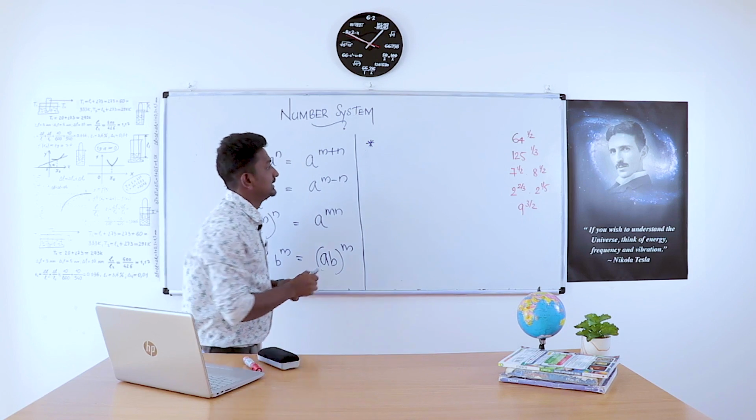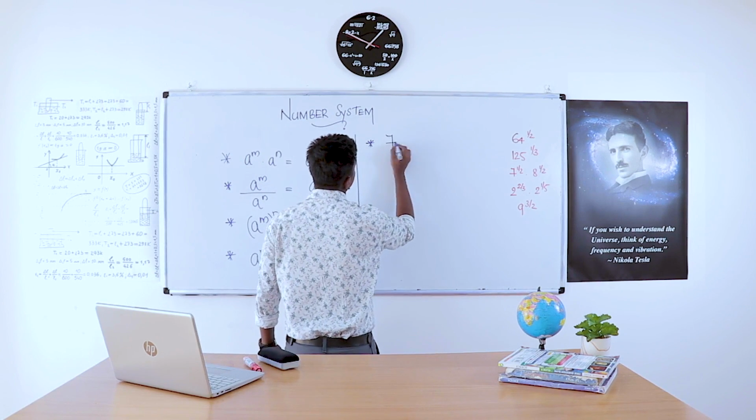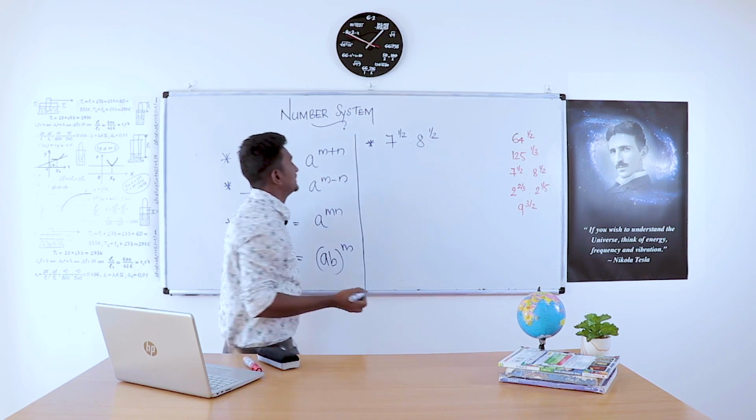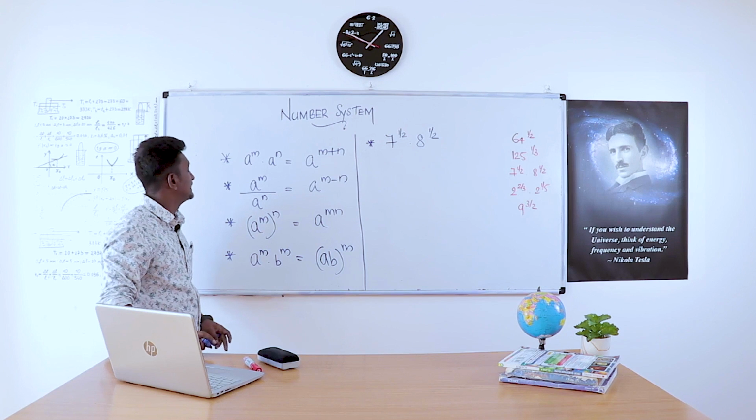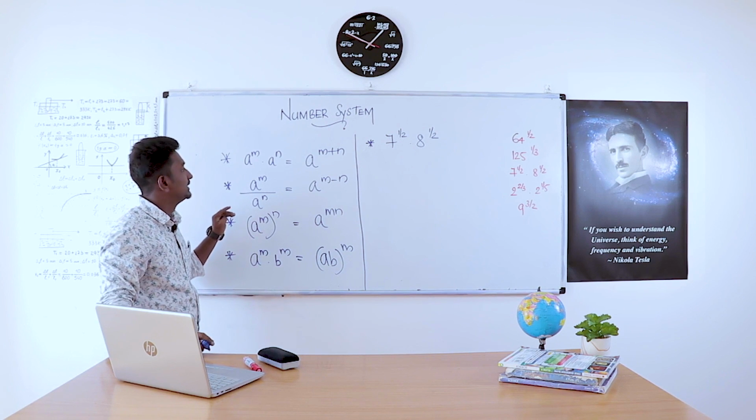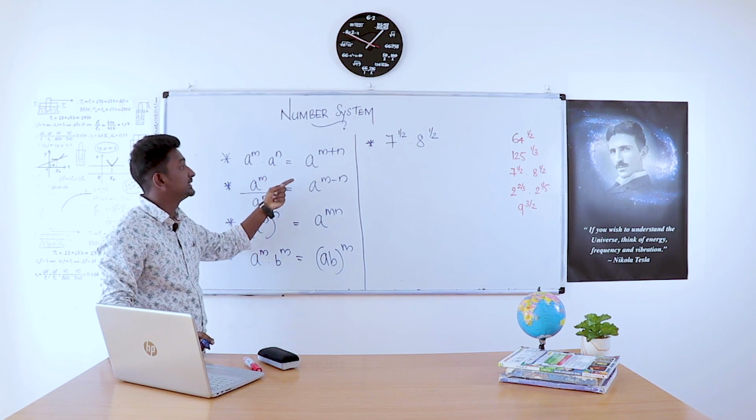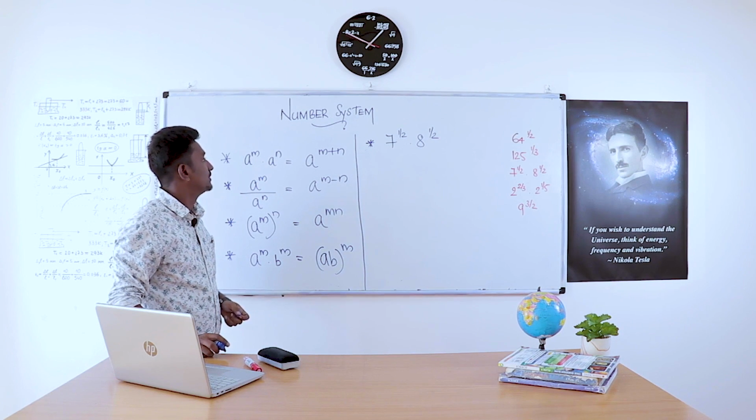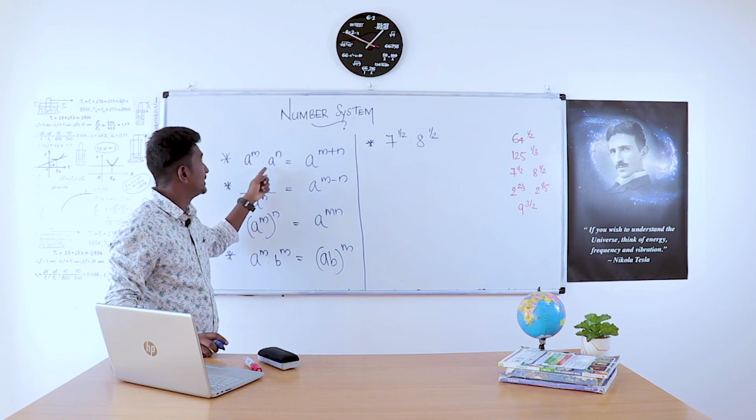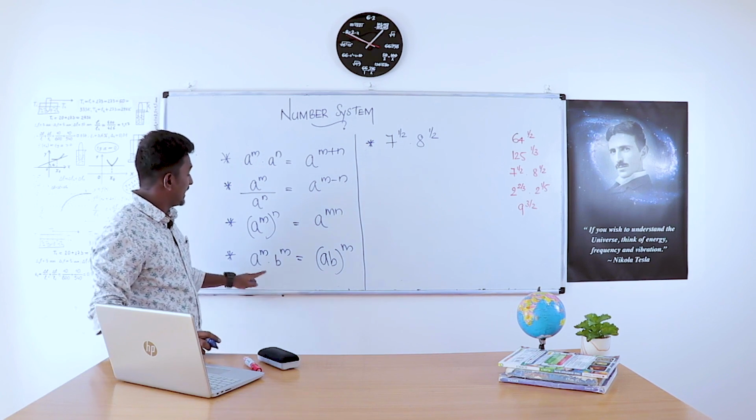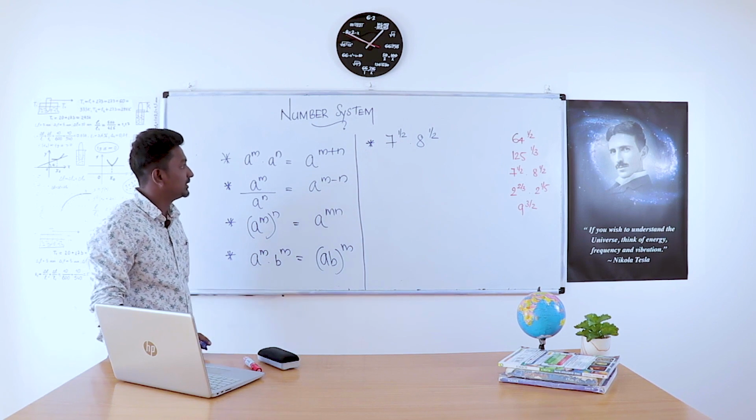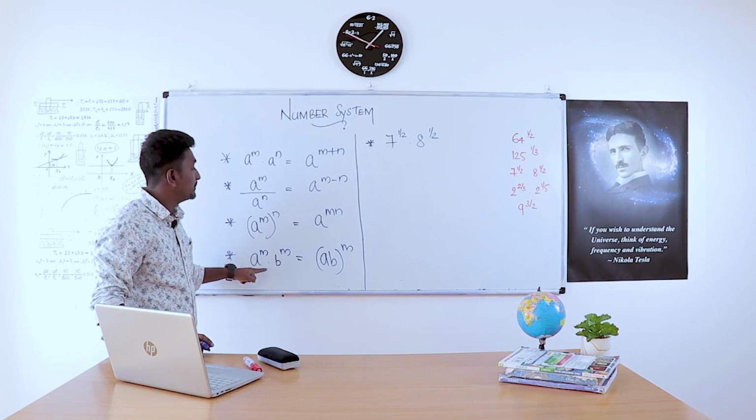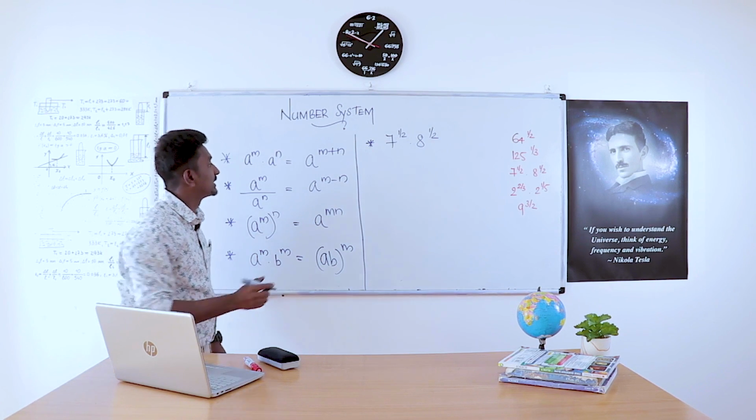The next question is simplify 7 raised to 1 by 2 into 8 raised to 1 by 2. Is there any similarity with any results we have written on the left side? Yes, it is a raised to m into a raised to n, it is a raised to m plus n. No, no. This result cannot be used because here the bases are different. So, a raised to m into b raised to m is equal to ab the whole raised to m. This result can be used.